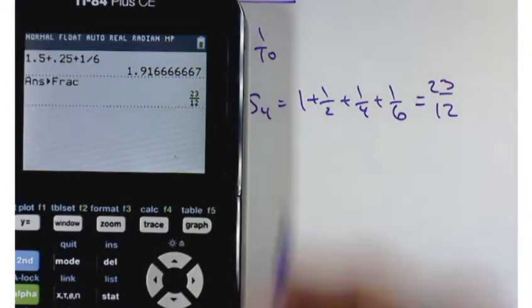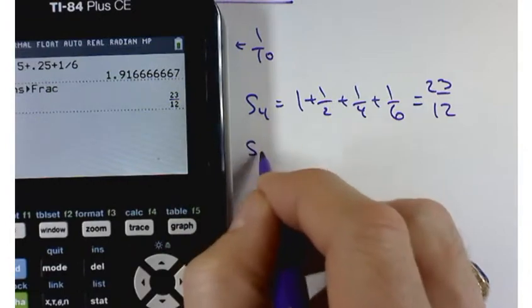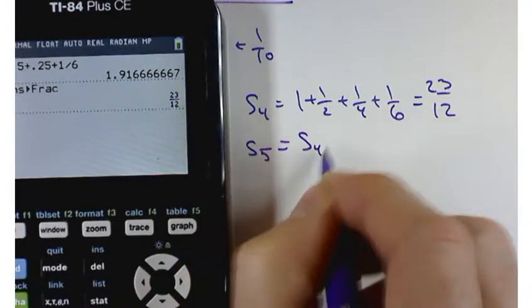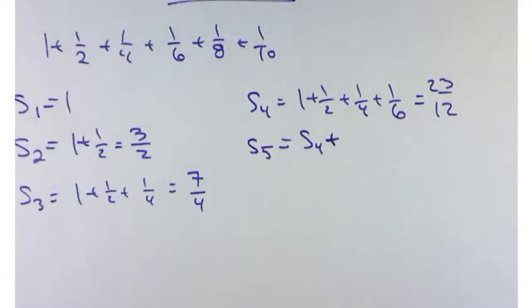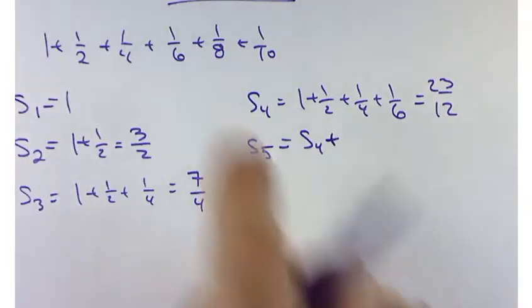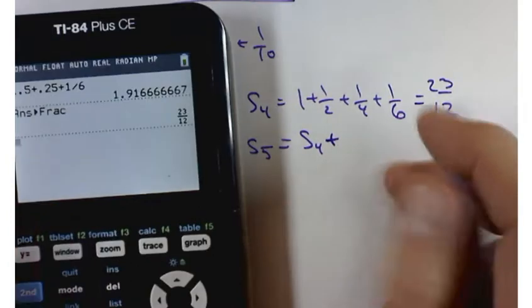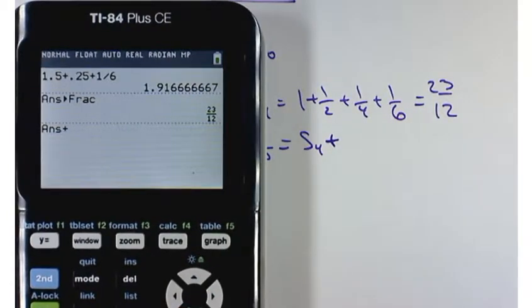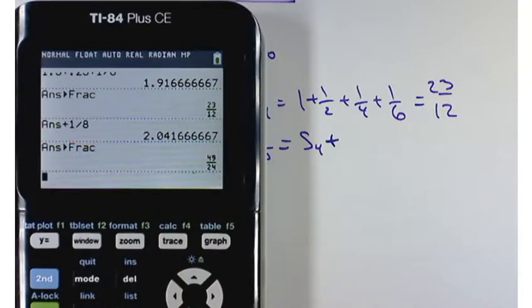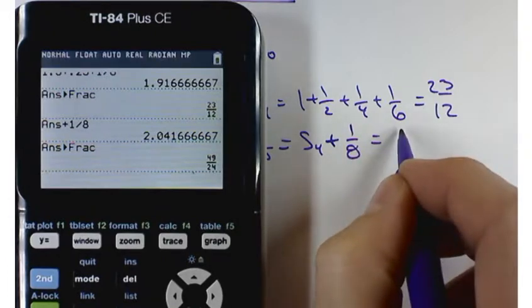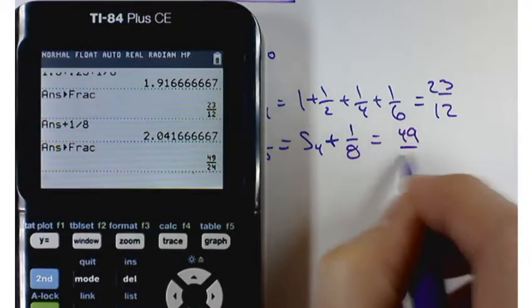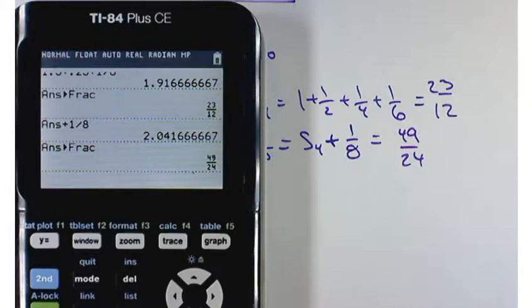Now, I'm going to cheat a little bit. S sub 5 is going to be S sub 4 plus what number? Plus 1/8. So let's take this and add 1 divided by 8. And it gives me this thing. Hit the math key, choose the fraction option, and I get 49/24. Yay.